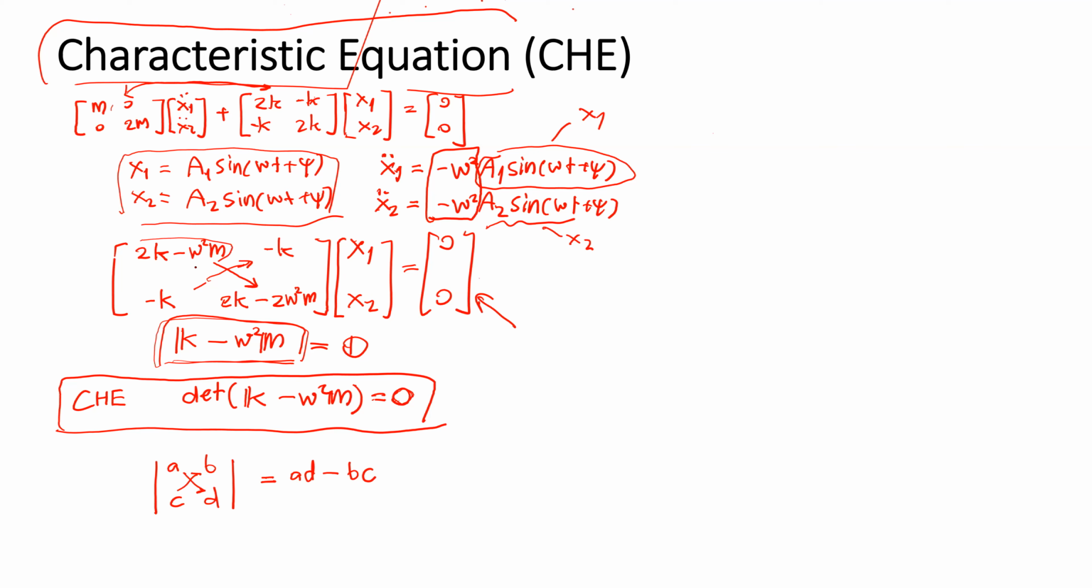we need to multiply these two terms. So what we have is the determinant of the matrix, the determinant of the matrix K subtract omega square M, is the determinant of 2k subtract omega square m and 2k subtract 2 omega square m and minus k and minus k.